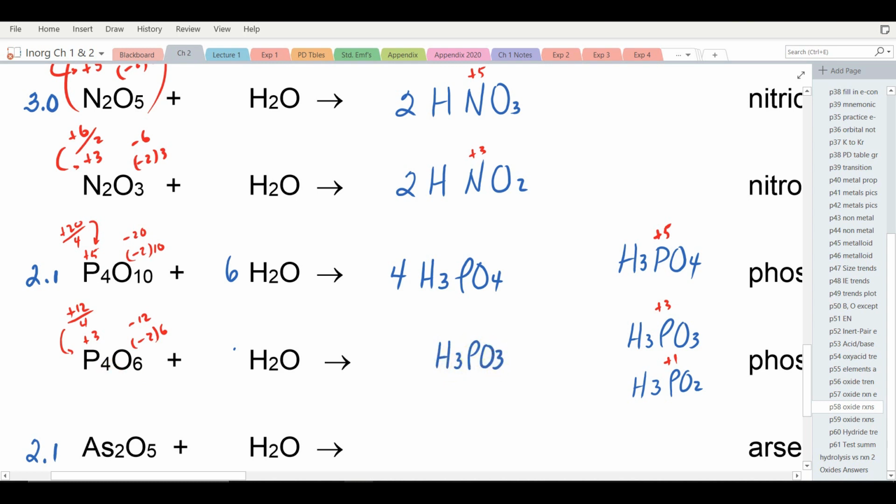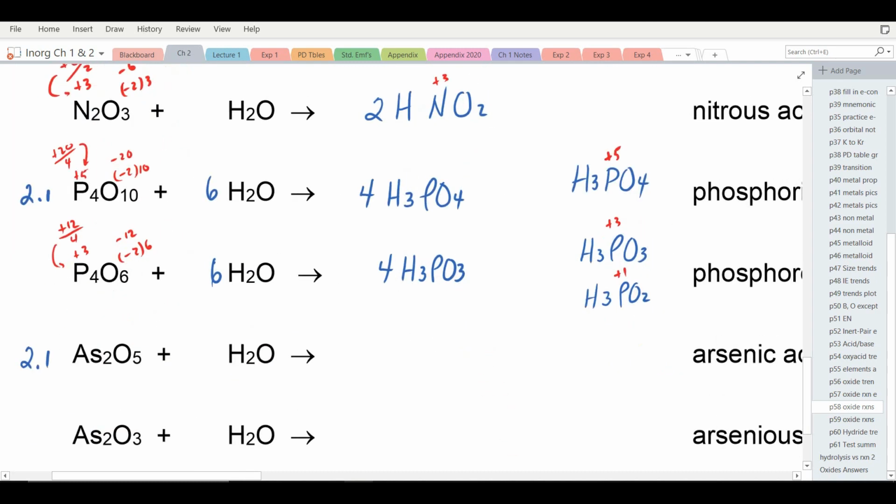For P4O6, phosphorus 3 oxide, we will form phosphorus acid, H3PO3. Let's balance it. P4, put a 4 there. That's 12 hydrogens. I need a 6 here. How many oxygens? I have 4 times 3 is 12. 6 plus 6 is 12. That's balanced.